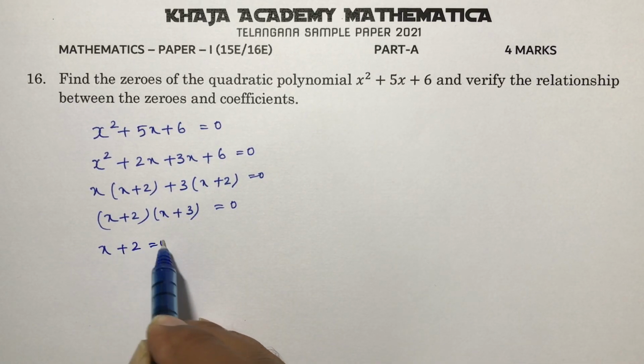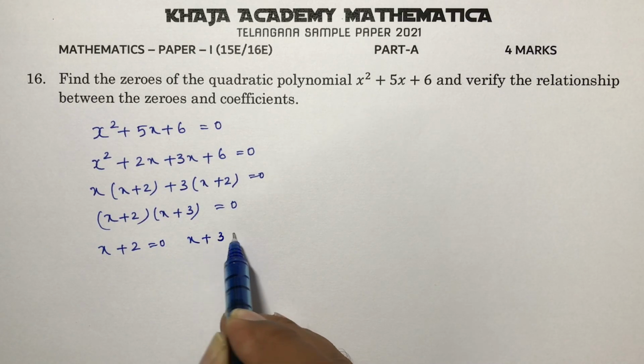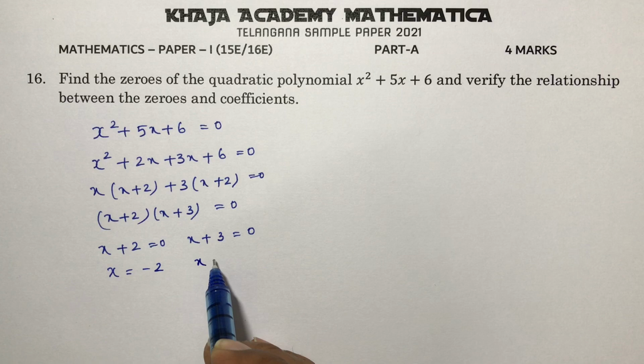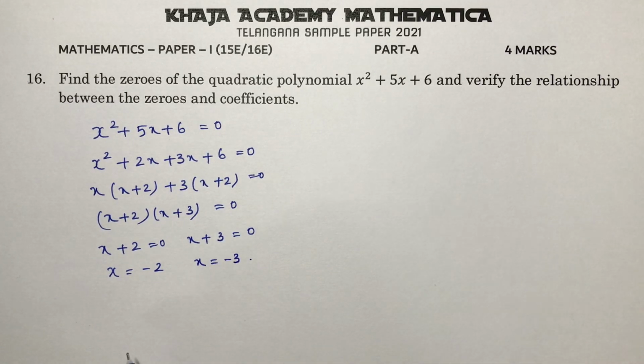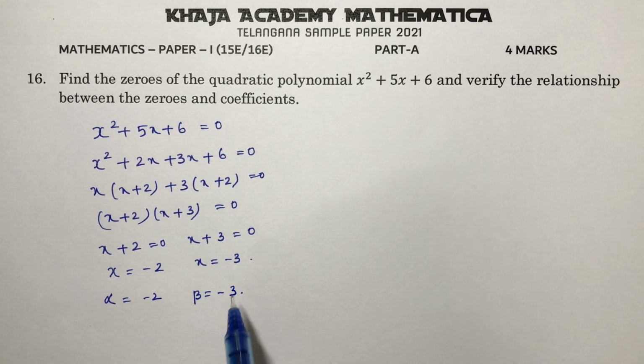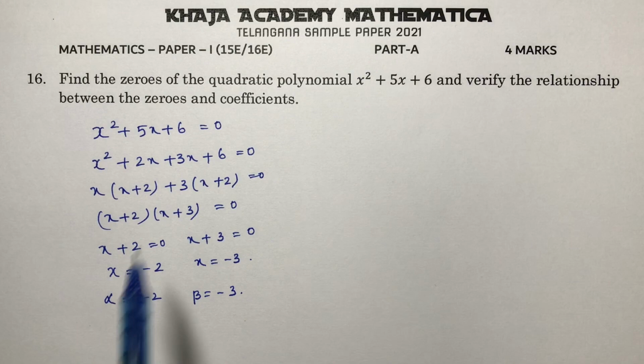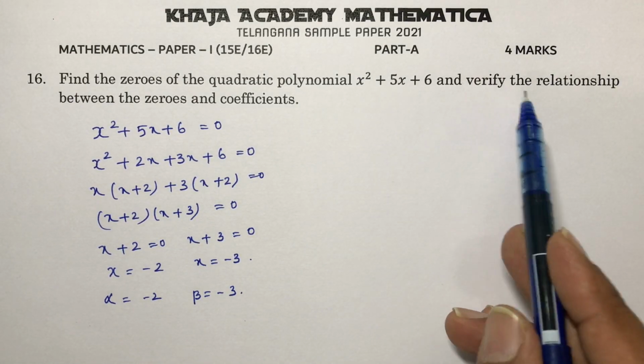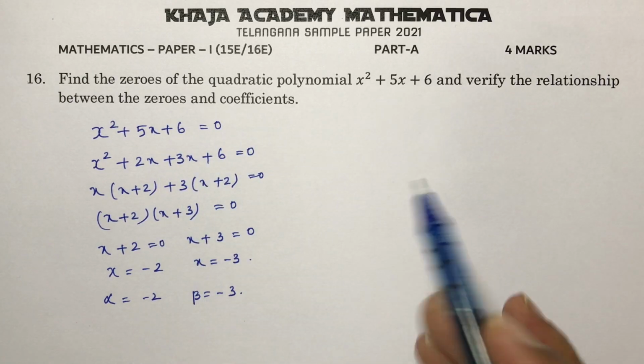x plus 2 equals 0, x plus 3 equals 0. x equals minus 2, x equals minus 3. So here you can consider alpha as minus 2, beta as minus 3. Now they told to find the zeros, so we got the zeros alpha and beta. Now verify the relationship between the zeros and coefficients.